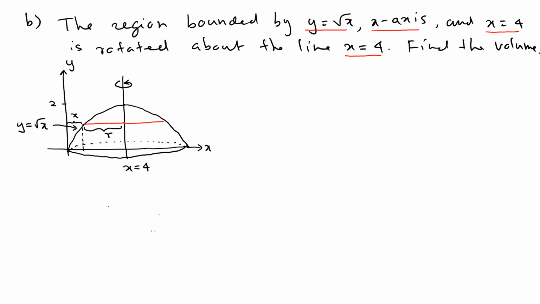So we can use that fact because we know the total length is 4. From here to there is 4. To find the r, we can subtract the x coordinate from this one. That means we need the x coordinate, so we're going to solve for that. That's the starting point. We have y equal square root x, so x equal y squared. And the radius.